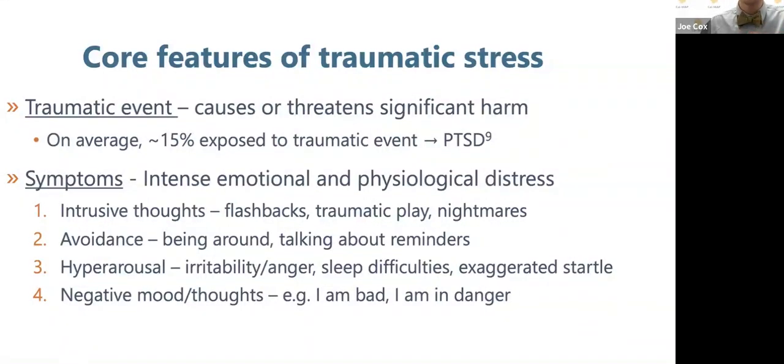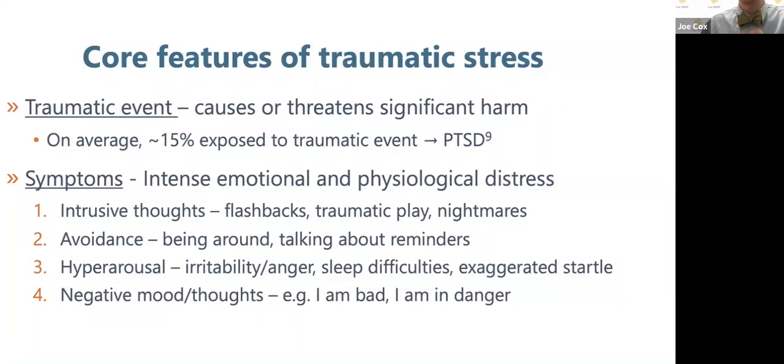Hyperarousal is the third one. This can look like irritability, anger. It can look like insomnia, a very difficult time falling asleep. You can see an exaggerated startle reflex. I think the most common thing you see is just much more dysregulated emotions, like irritability and anger. And then the fourth one is negative mood or thoughts.